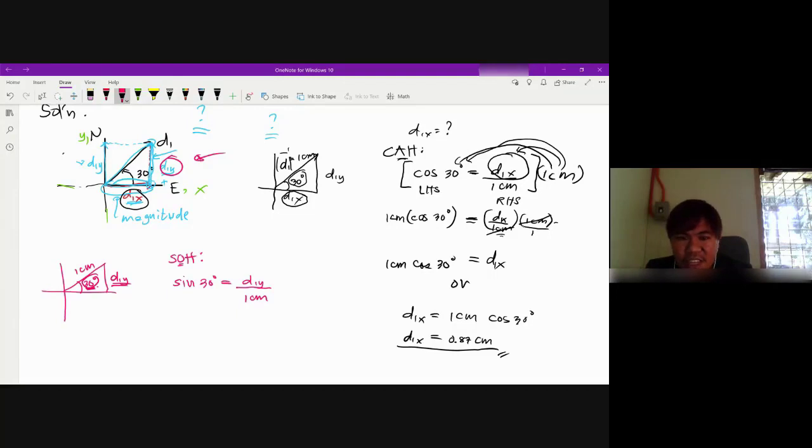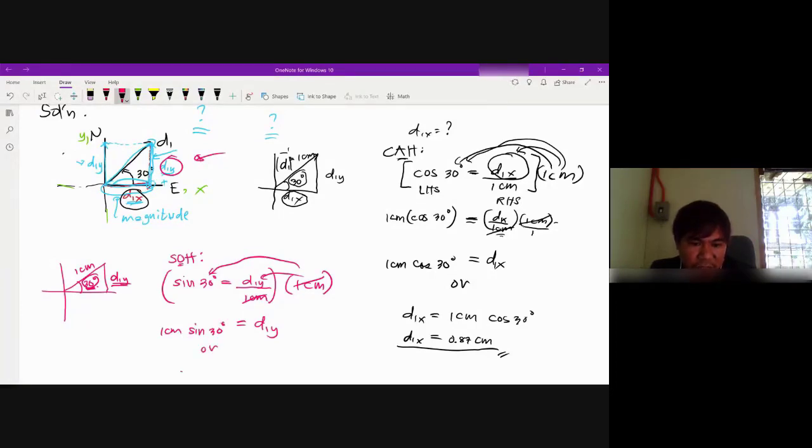Direct na class, no? Ang buhaton is multiply. Multiply ko 1 cm diri, makacancel na ko. Sa right-hand side, sa tuong bahin, d1y lang mabilin. Pero i-distribute nimo siya dito sa pikas kapod. So, ang hitabo diri kay 1 cm sine 30 degrees. Pwede na ko siya i-flip. So, you have d1y equals 1 cm sine 30 degrees.